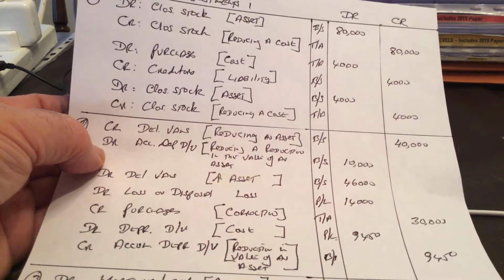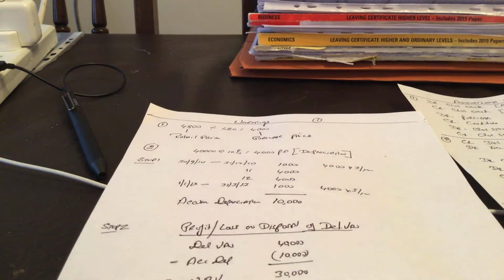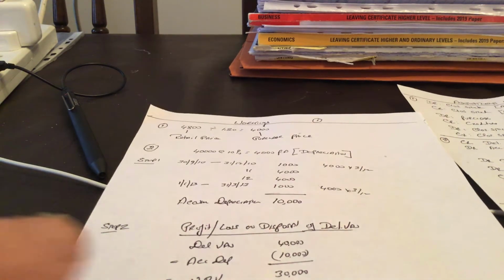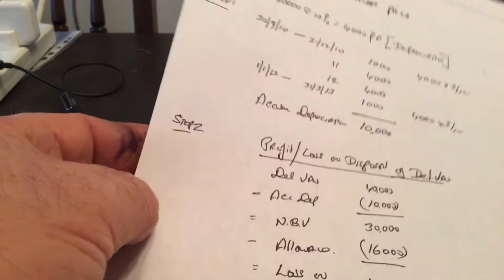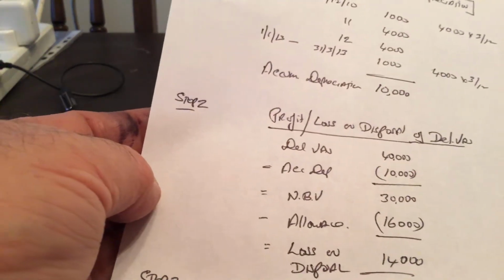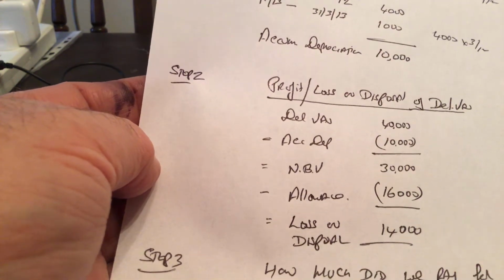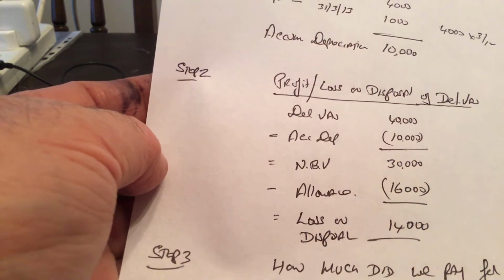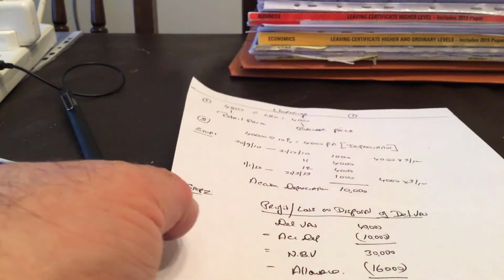Now the next one is we're going to deal with the disposal and purchase of a new delivery van. So let's have a look at the adjustment. Provide for depreciation on vans at an annual rate of 10% from date of purchase to date of sale. That's the important thing there. On the 31st of the 3rd, a delivery van which cost 40,000 on the 30th of the 9th, 2010 was traded in against a new van which cost 46,000. An allowance of 16,000 was given on the old van.